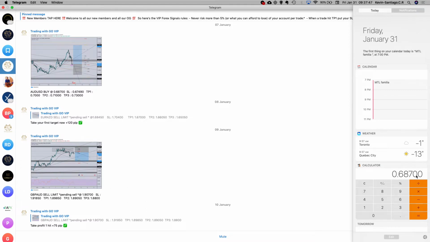So this is the unit of pips. This is the pipette, the fifth decimal. So it's the pipette. It's not a pip. So that's why I said 0.6870. It's 70 because this is the pipette, the unit of pips, 1 pip in here. This is worth 10 in the tens of pips, hundreds of pips, and thousands of pips.